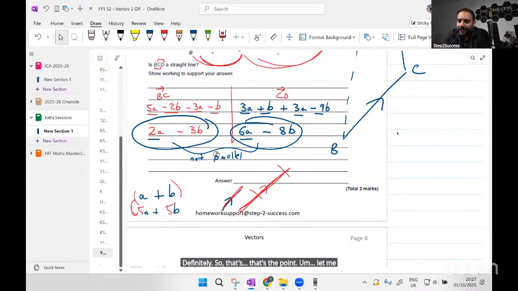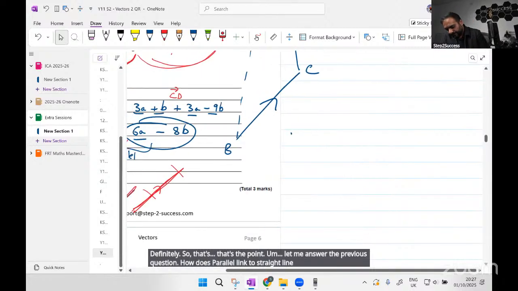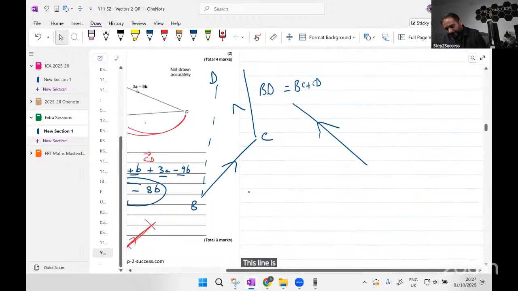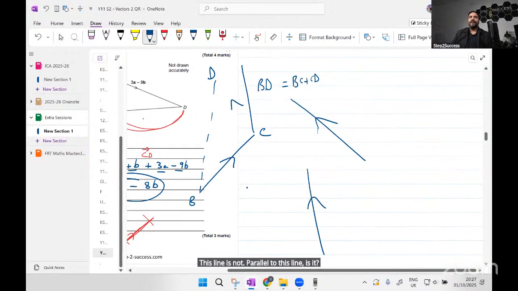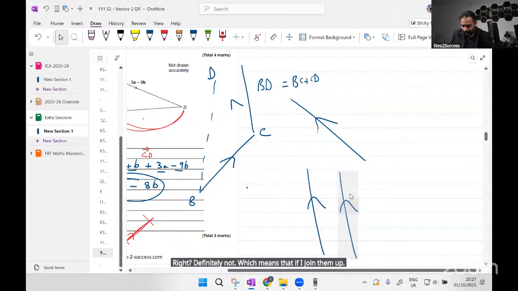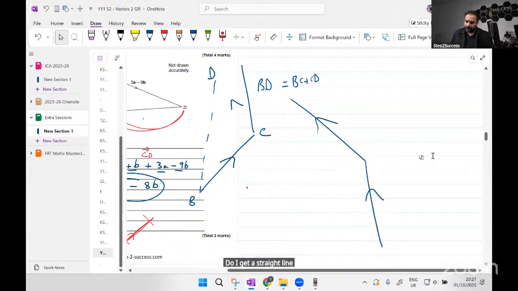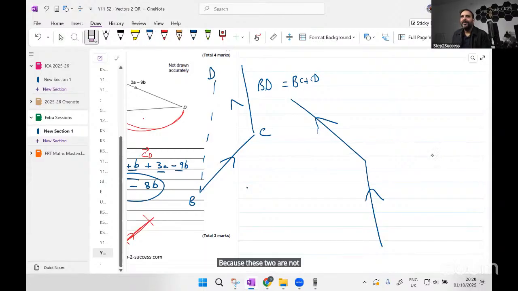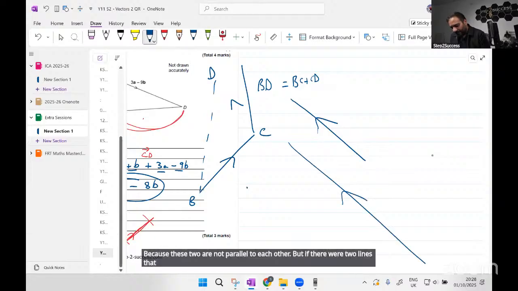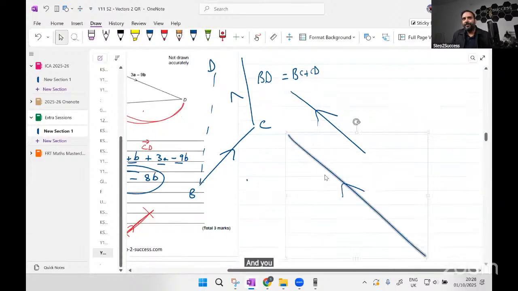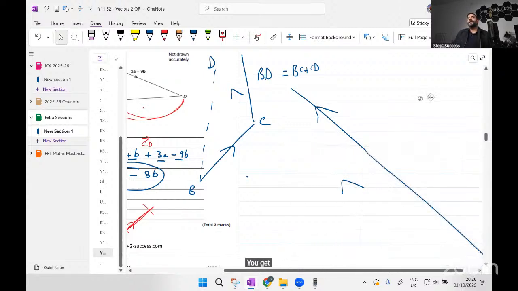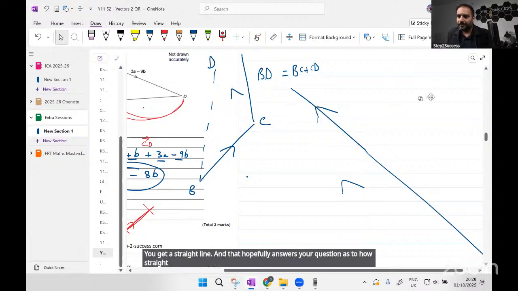Let me answer the previous question. How does parallel link to straight line? Well, I'll tell you. You see how this line is not parallel to this line, is it? Definitely not. Which means that if I join them up, do I get a straight line? No, you don't get a straight line. You get a line that's bent, obviously, because these two are not parallel to each other. But if there were two lines that were parallel to each other and you joined them up, you get a straight line. And that hopefully answers your question as to how straight line links to parallel or the other way around.